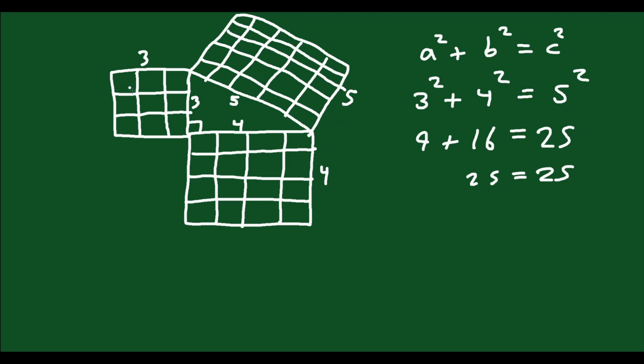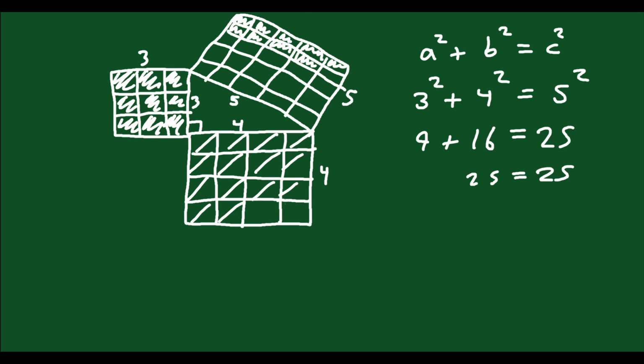So if you say, all of these here, you shade in 1 through 9. If you look here, they're all accounted for. And then these ones here, put a line through each one, 1 through 16. Same thing here, 1 through 16. They're all accounted for. So this square up here is made up of all the squares from this square and this square. So it works out quite nicely.